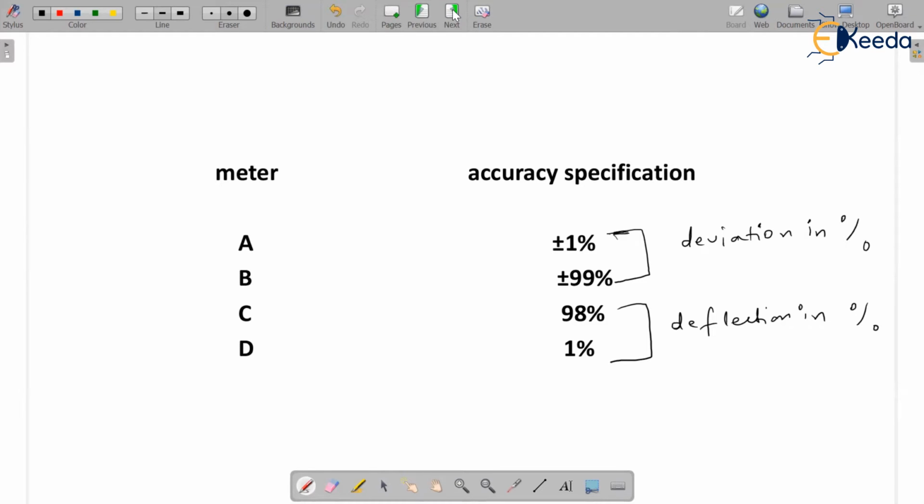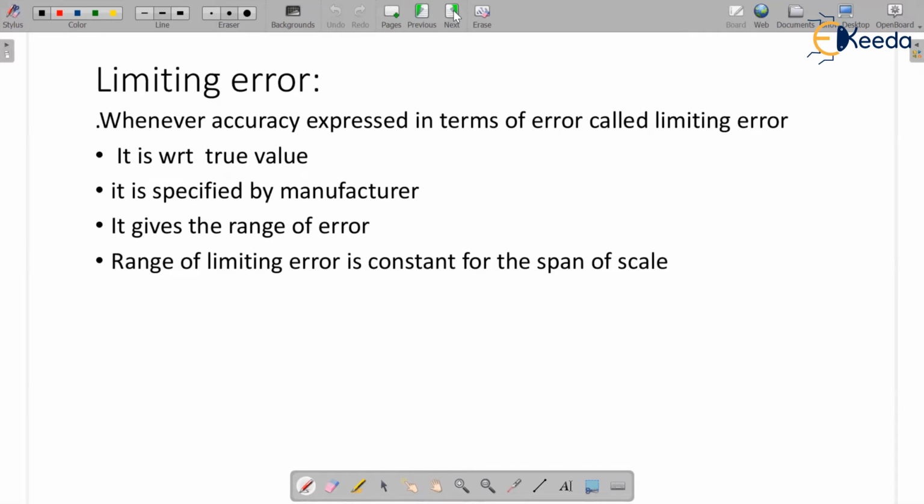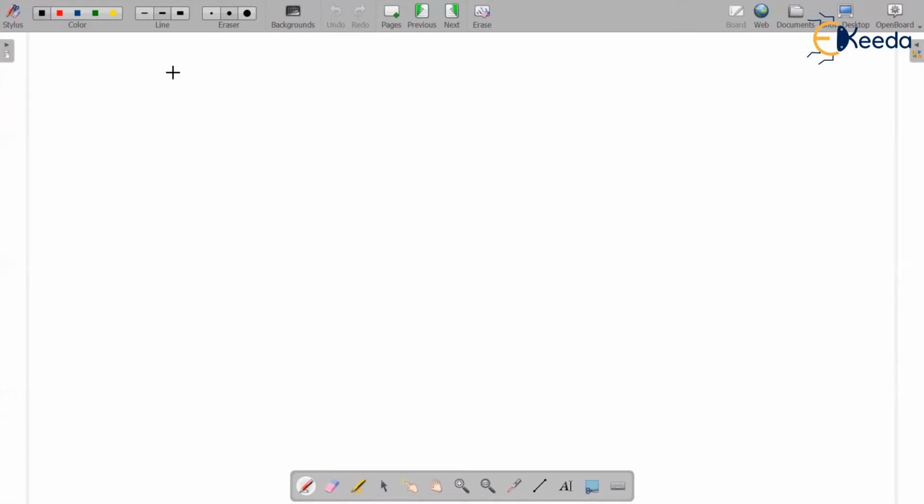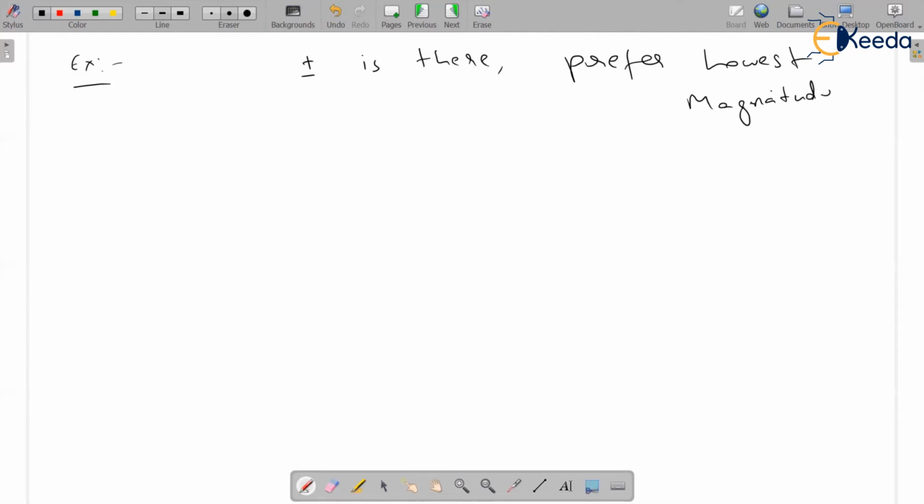Now the same points I would like to keep here. Let's say this is deviation in percentage, this is deflection in percentage, for A, B, C, D. Where plus or minus is there, prefer the lowest magnitude, and where plus or minus is not there, prefer the highest magnitude.